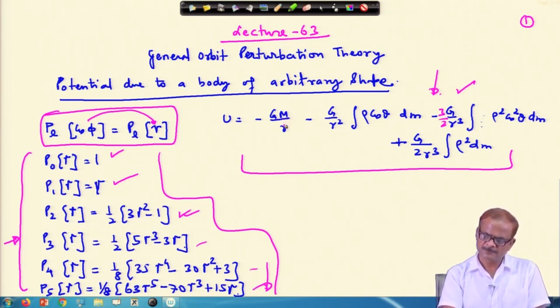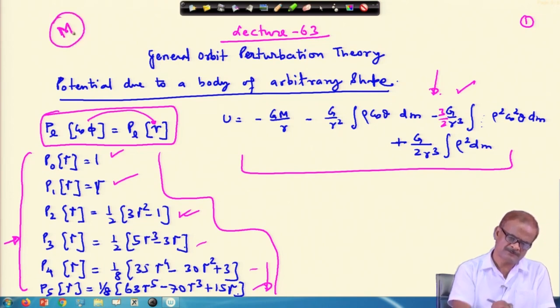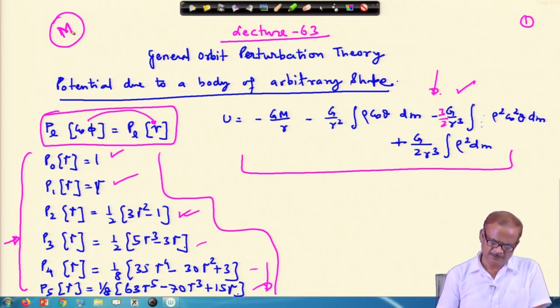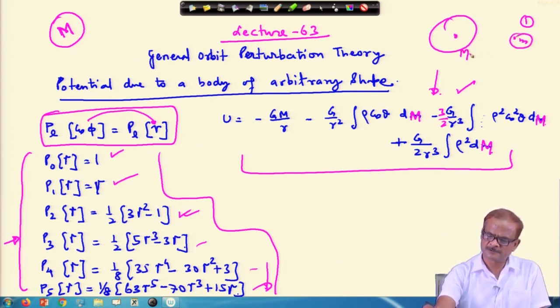Moreover, because we are carrying out the expansion, finding the potential due to a body whose mass I am representing by M, it will be prudent that we show it by dm rather than by a small m, so that confusion does not arise. This is not for the small mass, this is for the bigger one. M is located here, and this is of mass M. Now, estimate all these quantities.